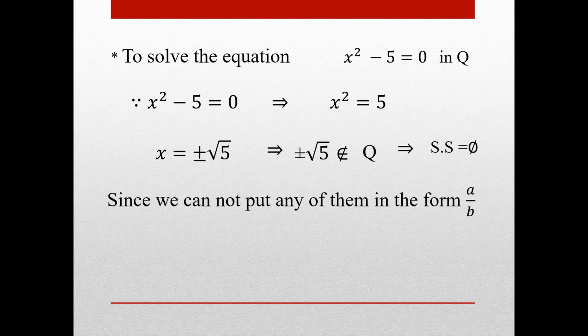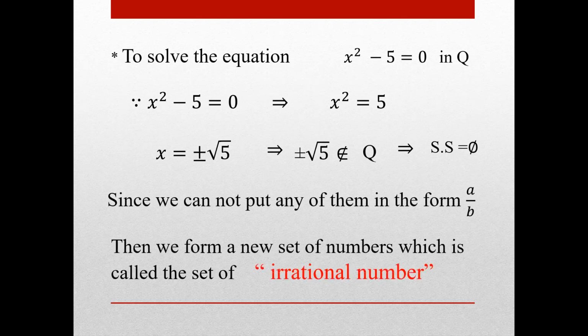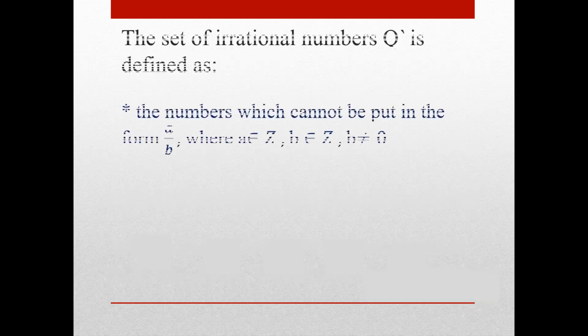Since we can't put any of them in the form a over b, we form a new set of numbers which is called the set of irrational numbers. So we can say that the set of irrational numbers, Q dash, is defined as any number that can't be written in the form a over b, where a and b belong to the integers and the denominator is not equal 0.